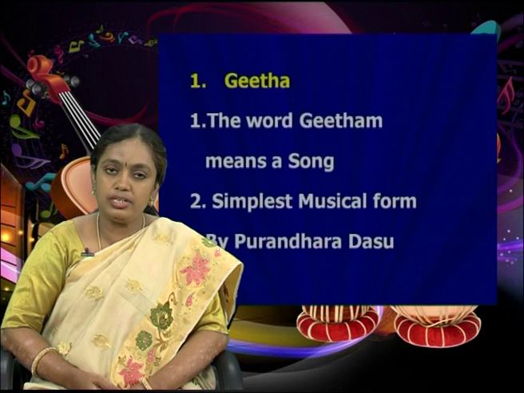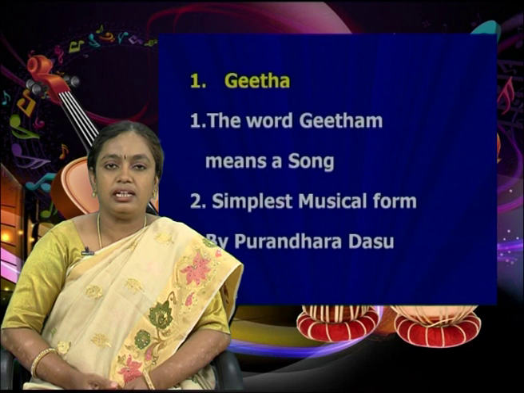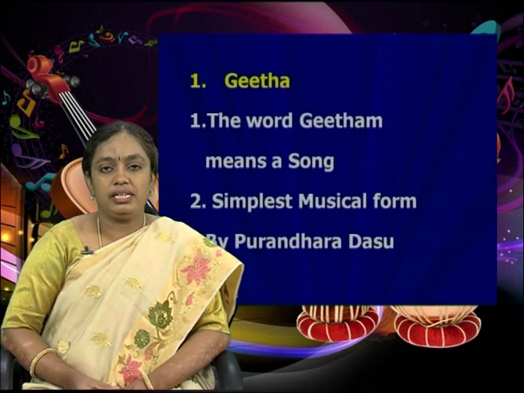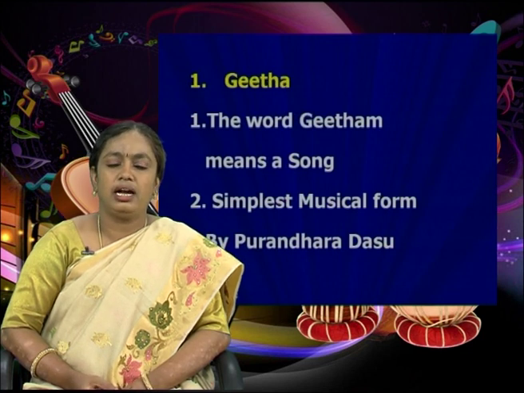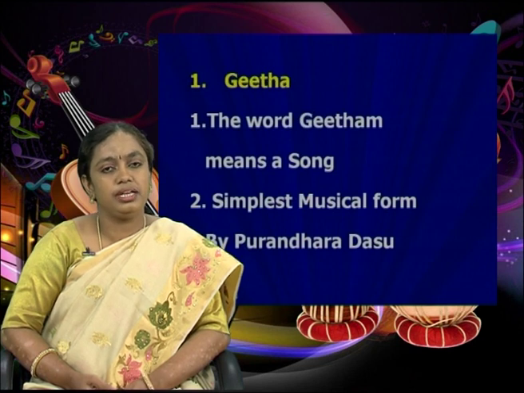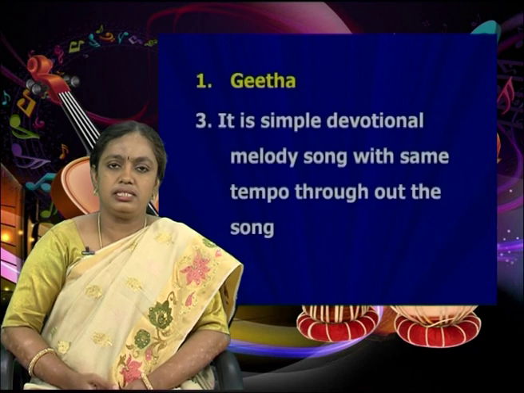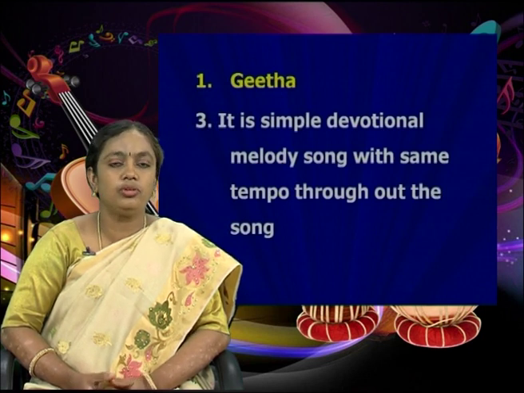And now I want to explain some of the details of Geetha. About this Geetha, the first point to remember is that Geetha means a song. That is not a big kirtana, but a very small song composed in 10 to 12 lines, and it is the simplest musical form, composed by Sangeeta Pitamaha Sri Purandara, and it is very easy to sing for beginners of Carnatic music. It is composed in a simple devotional melody with the same tempo throughout the song.